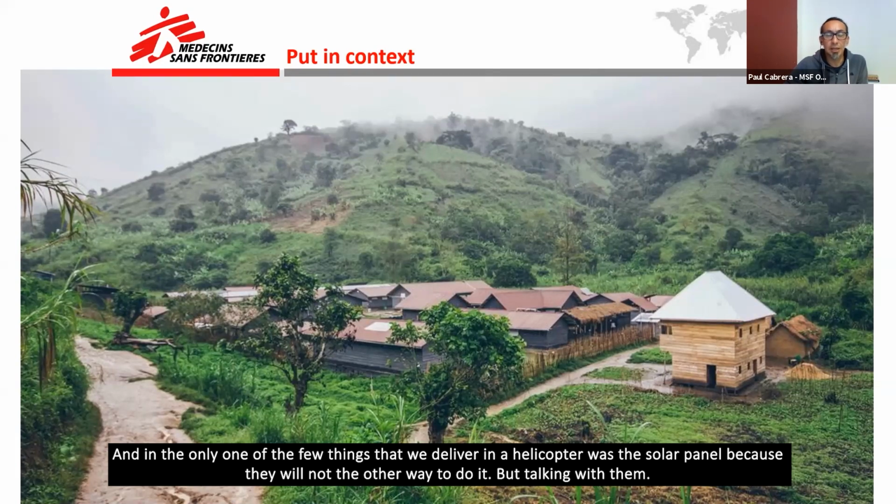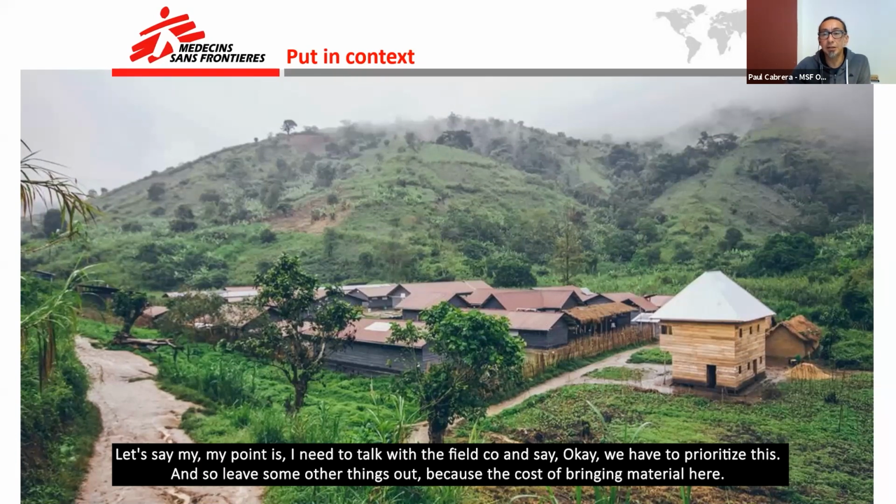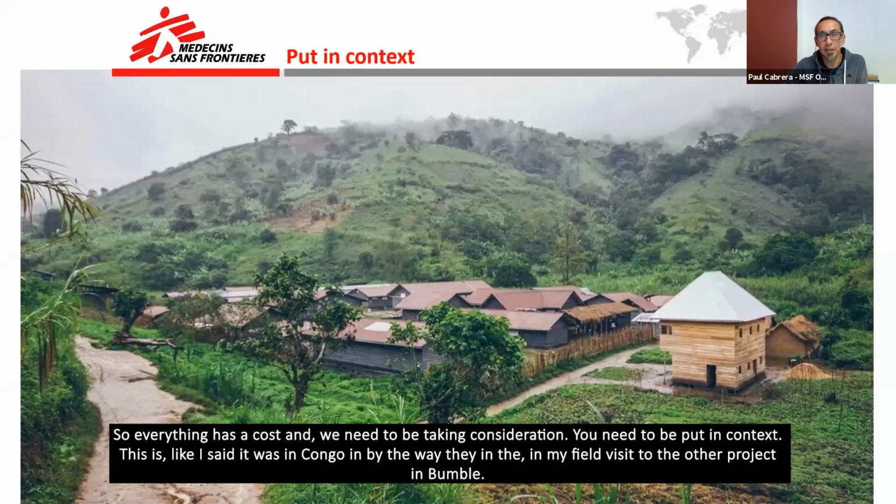But talking about accessibility, can you imagine, if we have some ramps and some points that need to be improved, my point here is, can you imagine if I need to talk with the FILCO and say, okay, we have to prioritize this, and leave some other things out because of the cost of the cement to bring in here to make full ramps for all the wards, all the latrines, etc. So it has a cost. It needs to be taken into consideration. It needs to be put in context.